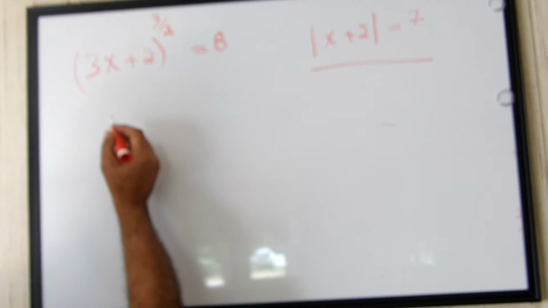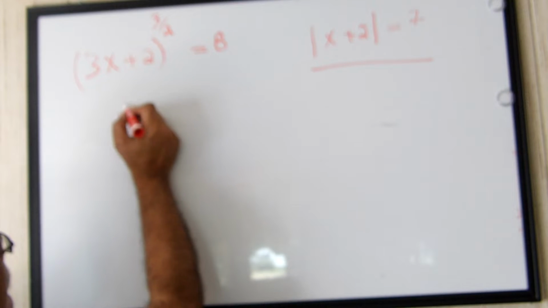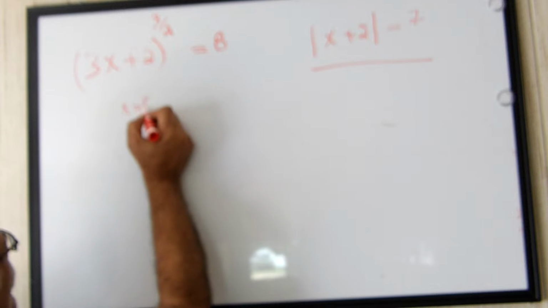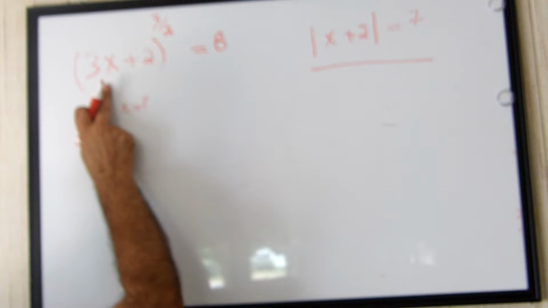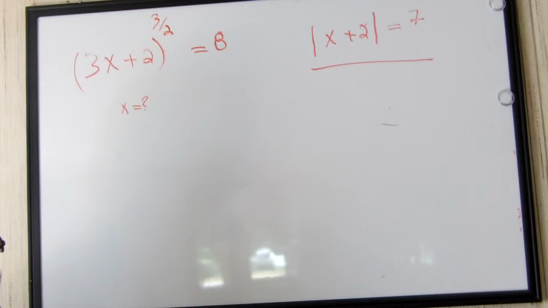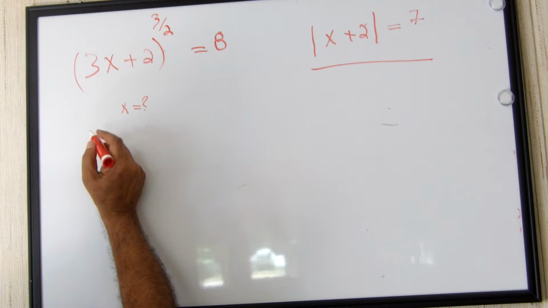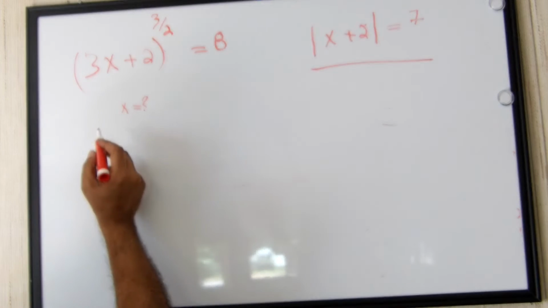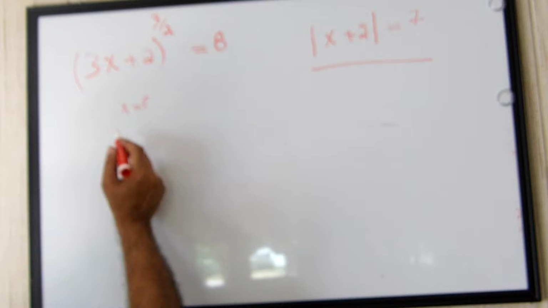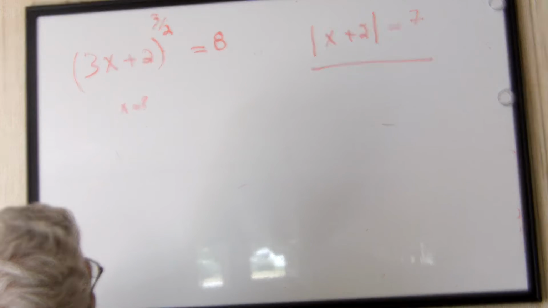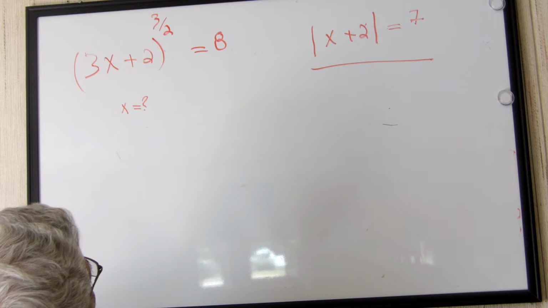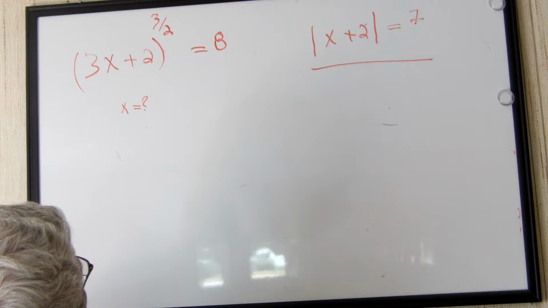In a regular equation, you find only one value for x. It's going to be something. Here it's going to be something. So we want to find the value for x. This is just a regular equation, not absolute. We are not talking about the equation of absolute values.